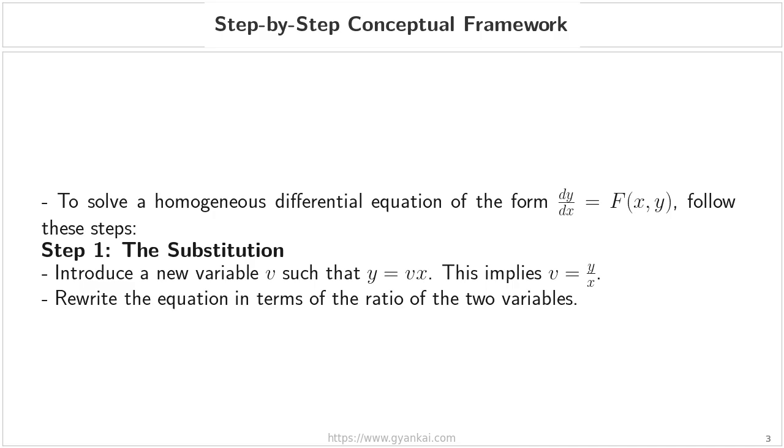The very first step is the substitution. Since we know these equations depend on the ratio of our variables, we are going to introduce a brand new variable, which we'll call v. We define this such that y equals v times x. If you look at that algebraically, it also implies that v equals y divided by x. Your goal in this first step is to take your original equation and rewrite it entirely in terms of this new ratio, replacing the y terms with our new v and x terms. This sets the stage for the next step, where we'll deal with the derivative.